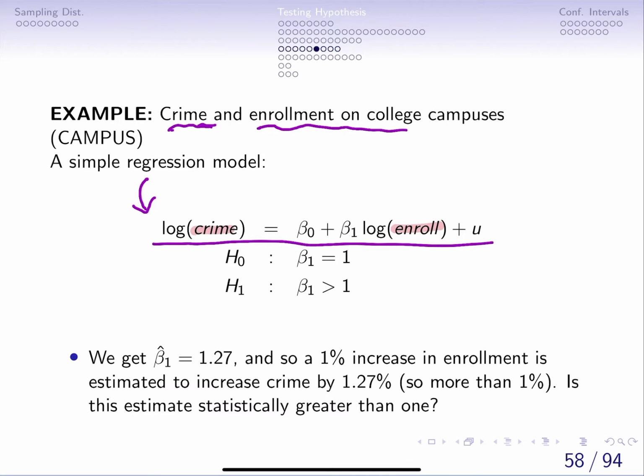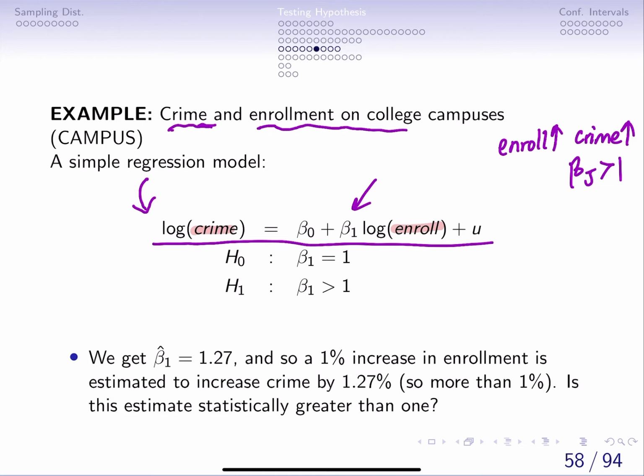Okay, and we might have good reason to believe that the elasticity, which is captured by beta 1, is positive, which is to say that when enrollment is high in college campuses, crime in that area will also be high, because maybe there are more students walking around and there's more opportunity for people to mug students, etc. Okay, so we might be convinced that we want to test a one-sided alternative. We think that this is greater than 1, but we can be agnostic.